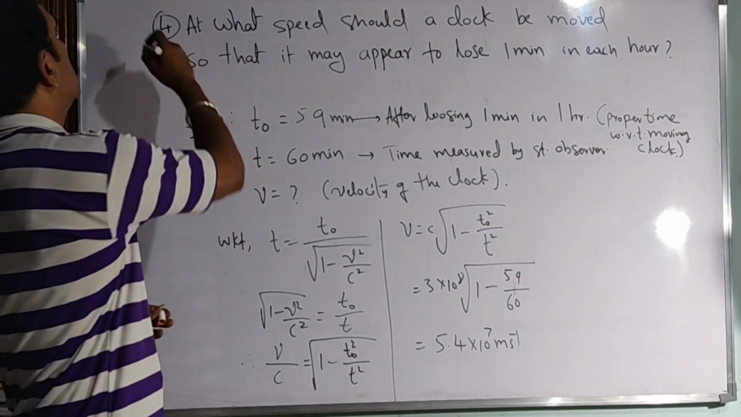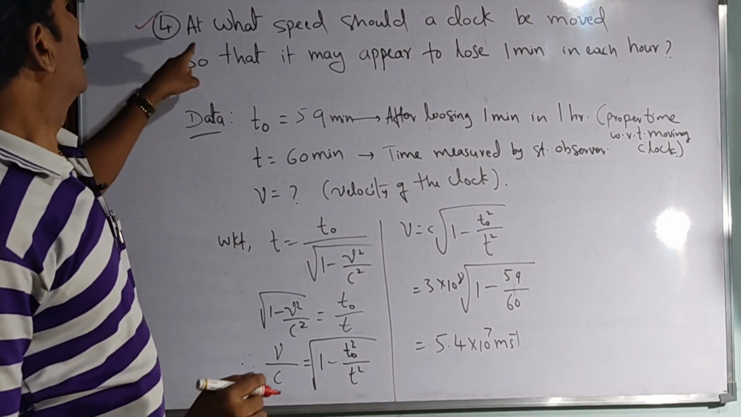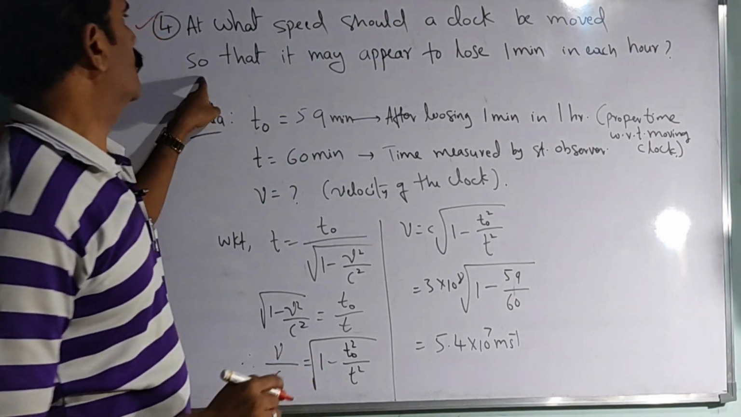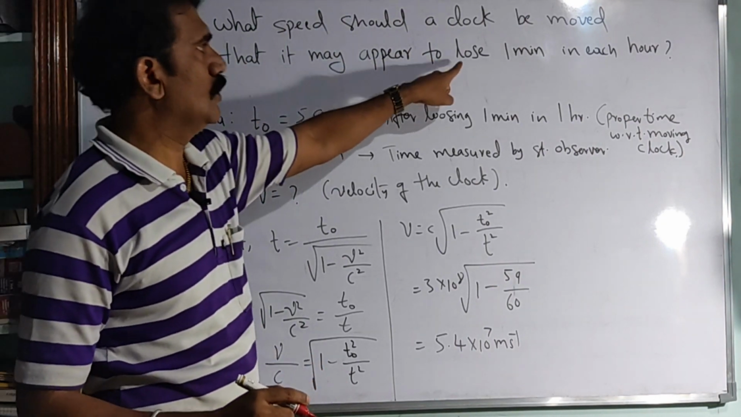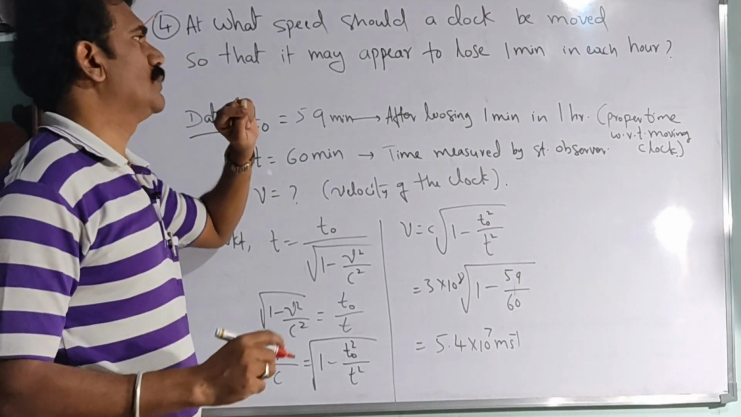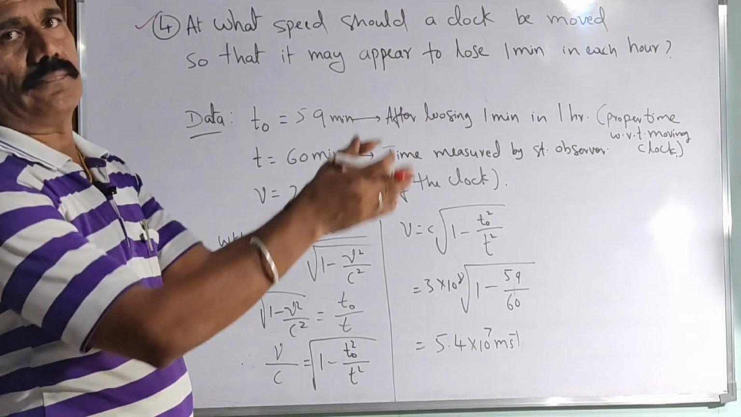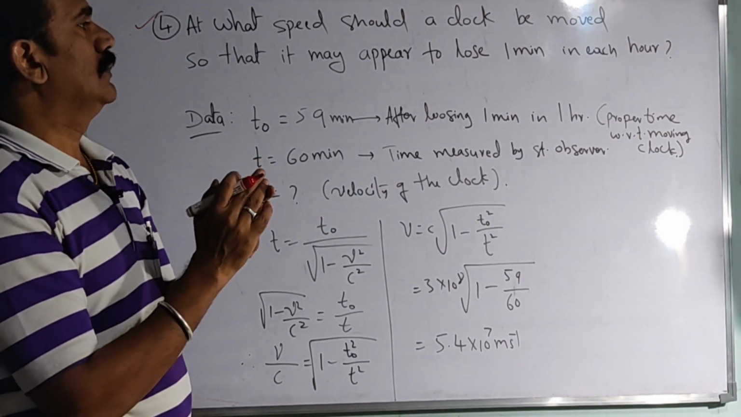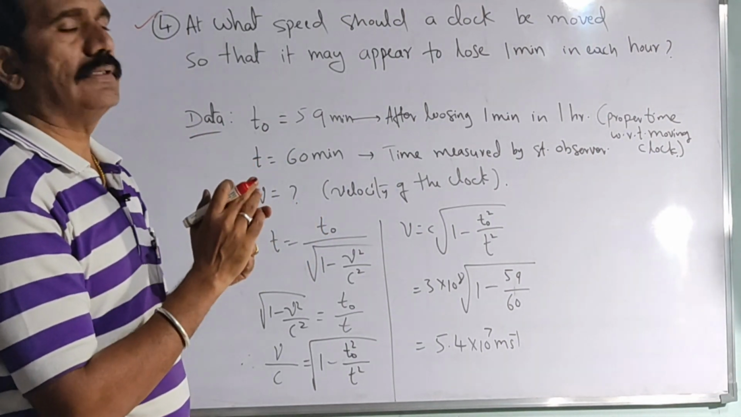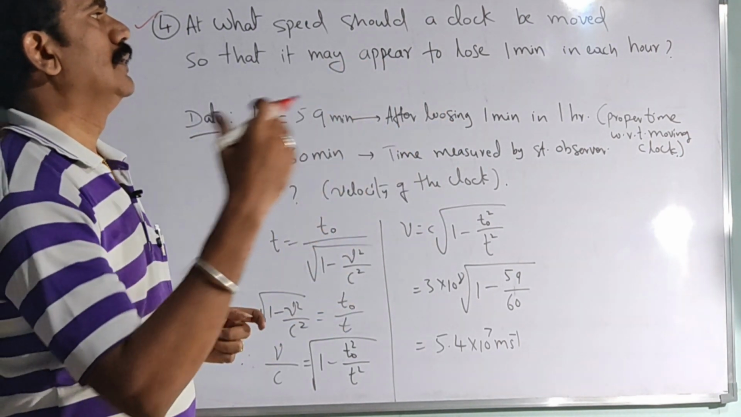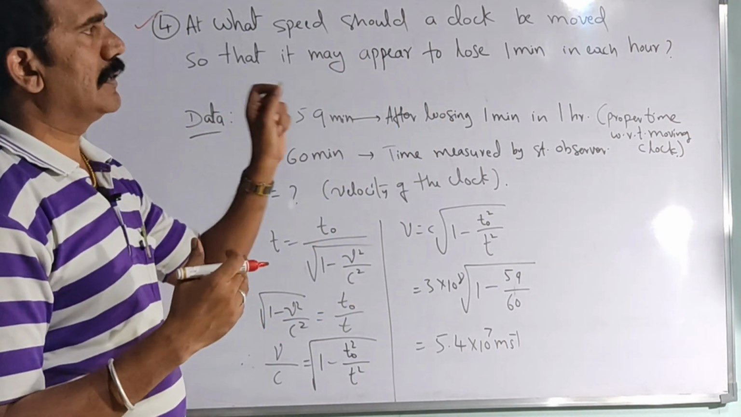Okay, note down the next problem. So read out here, at what speed should a clock be moved so that it may appear to lose 1 minute in each hour? So here we are assuming that a clock itself is moving with some velocity. Let us say you have to find that velocity here. With what velocity or with what speed the clock has to move so that at that speed it has to lose its time 1 minute in each hour.